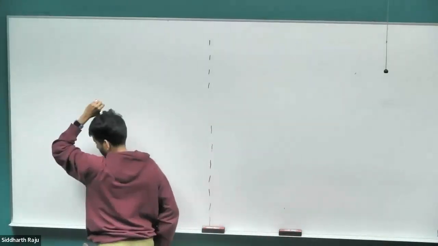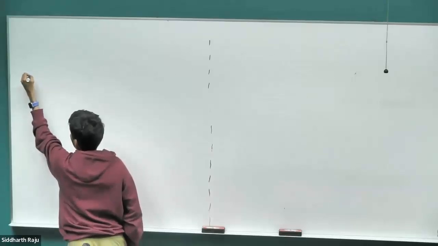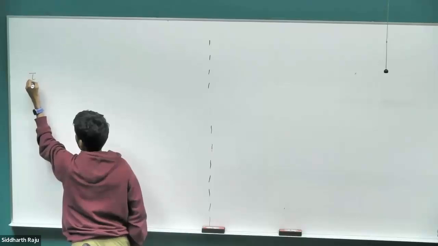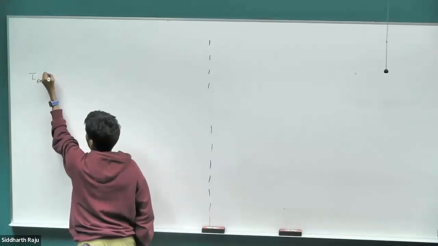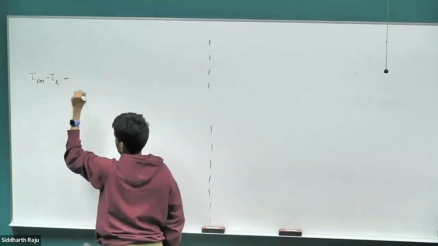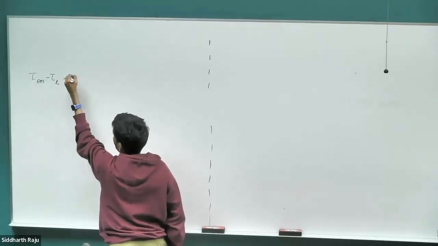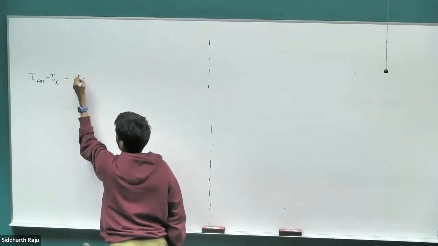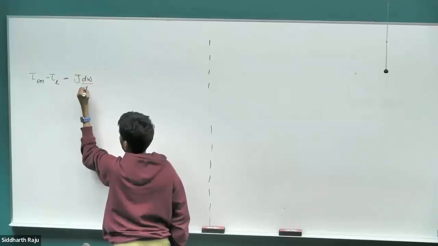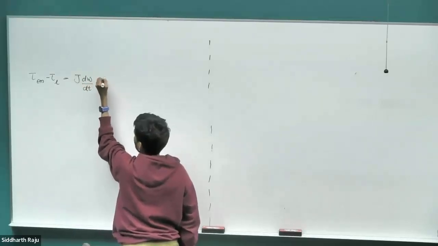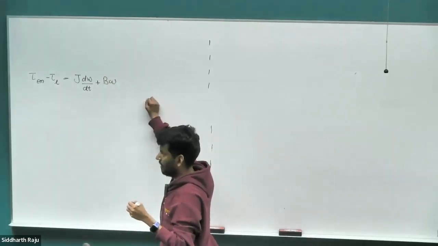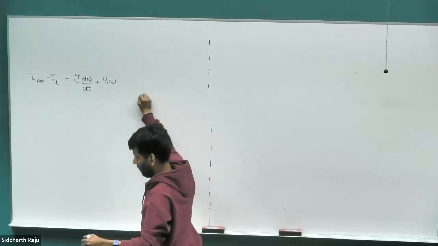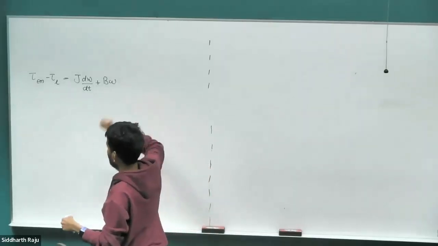Okay, so let's see. Let's start out with the easy one. Your tau m minus tau l must be equal to your J d omega by dt plus b times omega. So this is a mechanical model which we have been using from, I think, lecture 3 or something. So I'm not going to go into details of this all over again. So this is going to be an equation.